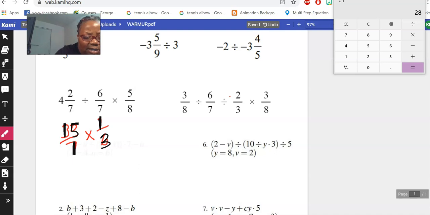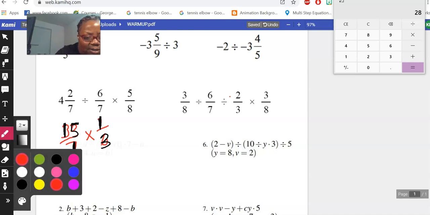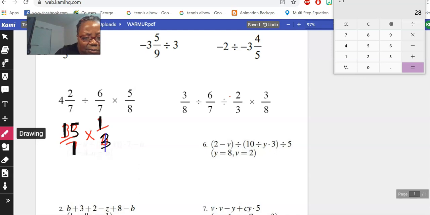I can reduce again, that 3 and that 15. They're multiples of 3. 3 will go into itself 1 time. 3 goes into 15 5 times. There we go. Now I'll multiply straight across. 5 times 1 is 5. 1 times 1 is 1.